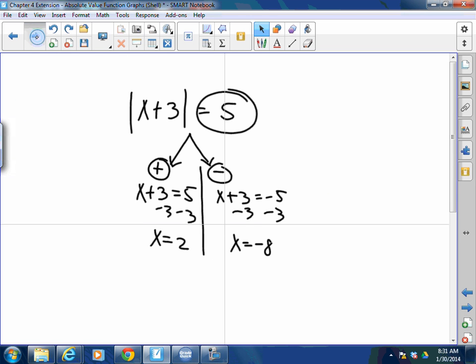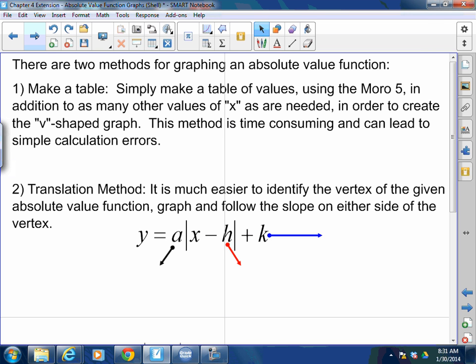Okay, now, there are two methods for graphing an absolute value function. First one, make a table. Simply make a table of values using the vertex, in addition to as many other x values as are needed in order to create the V-shaped graph. This method is time-consuming and can lead to simple calculation errors. You can do it, but this is the problem. When you make your table, let's just say you go -1, 1, 0, 2, -1. I'm just making up values. Let's go 1, 1, let's go 2, and then 4 and 4.